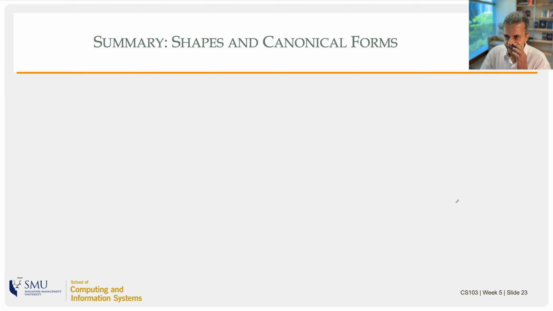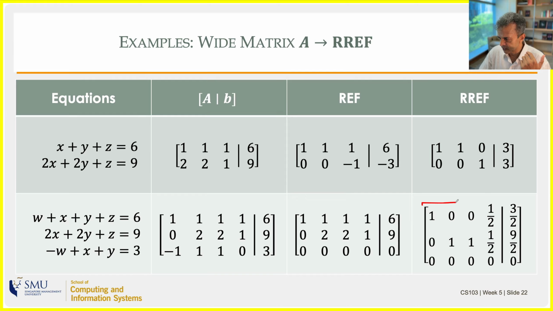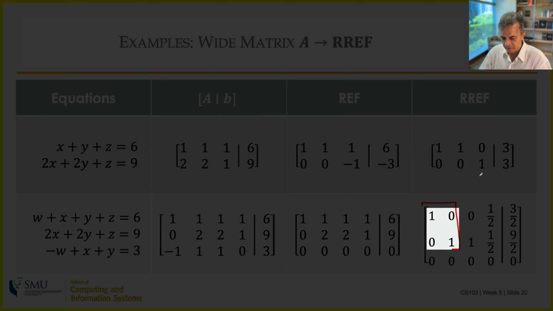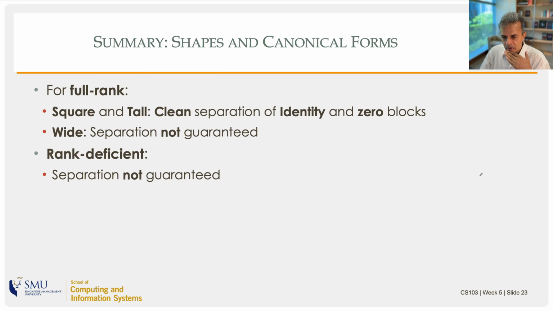So let's summarize this, shapes and the canonical forms. For a full rank square and tall matrix, there will be a clean separation of the identity matrix, and the 0 blocks will be the bottom rows. In the case of a wide matrix, even if it is full rank, the separation is not guaranteed. It might happen. As we saw in the previous example, the identity matrix just happened to be cleanly separated, but that was just blind luck. It's not guaranteed. If it is rank deficient, of course, you will have 0 rows and free variables. The separation between the columns corresponding to the free variables and the columns of the identity matrix is not guaranteed. It may happen, but it's not guaranteed.